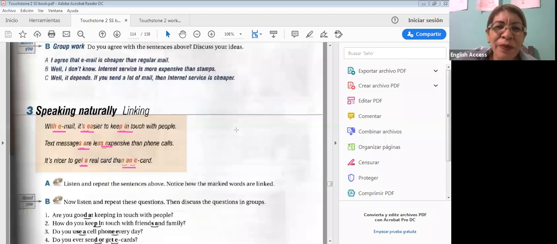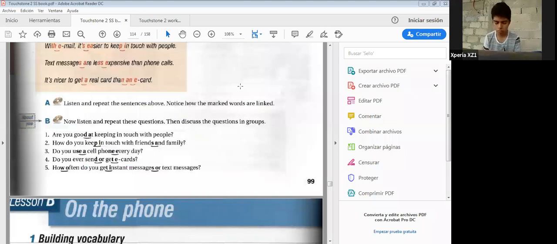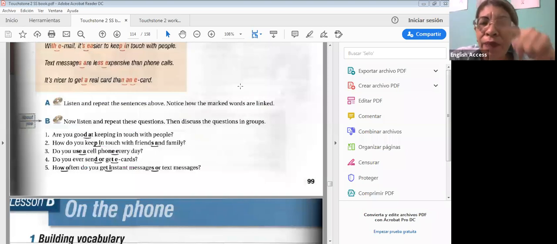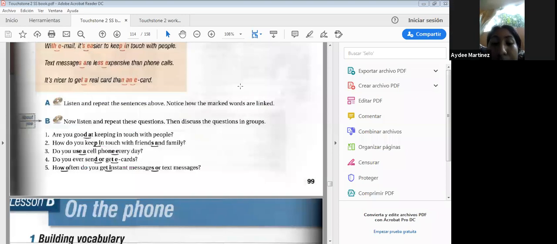Okay, now let's move to this part. In exercise B, as you can see, we have more examples. We have some questions, and we have some words underlined. In question number 1, we have good at. So it's going to be good at. Okay, so listen. Are you good at keeping in touch with people? Let's repeat. Are you good at keeping in touch with people?